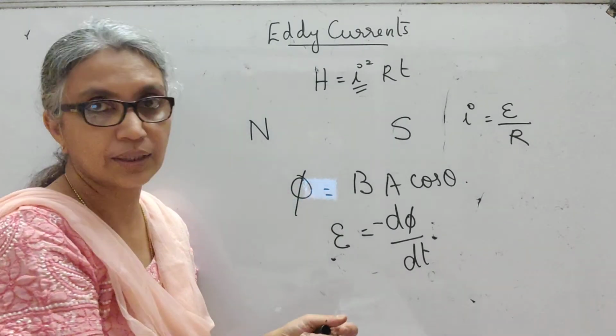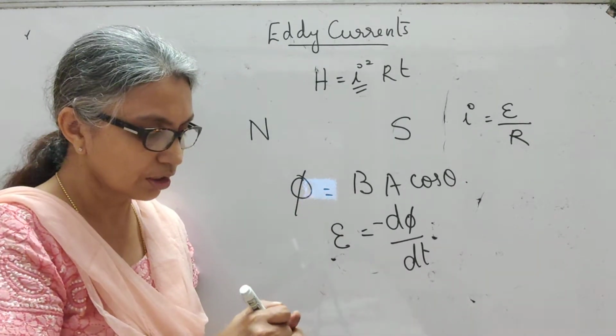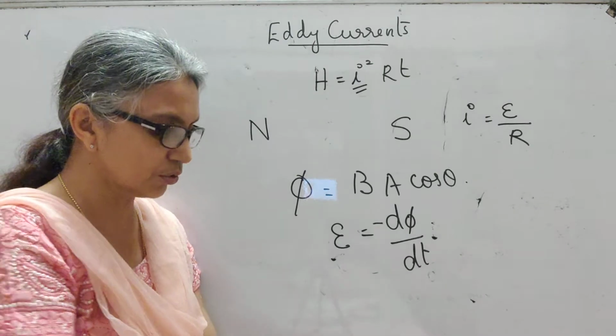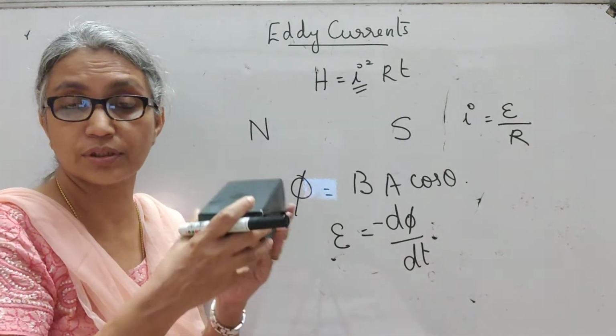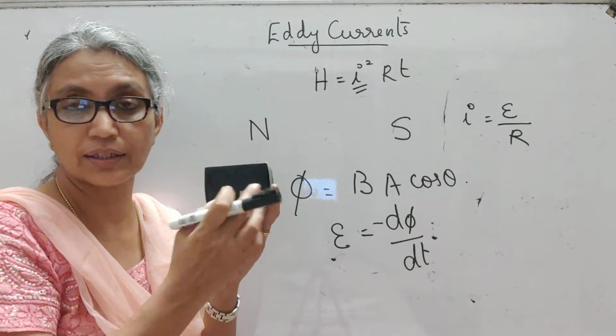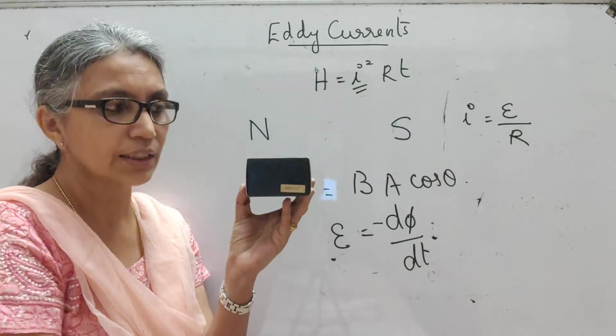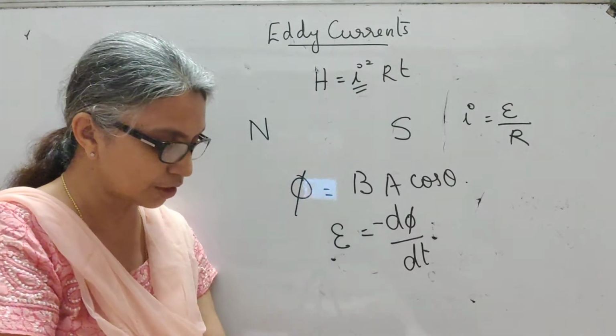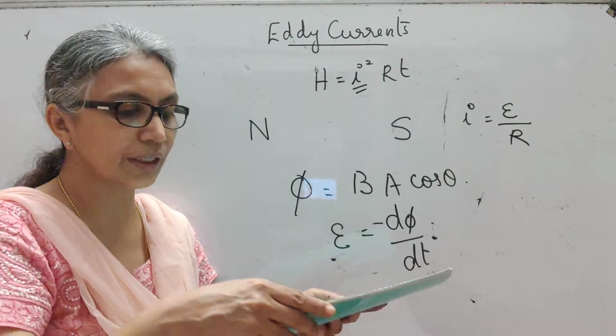So in this case, they become a disadvantage. Now you can remove this induced current, or minimize the induced current, that is the eddy current set up in a bulk piece of metal, simply by laminating it. Lamination means you make it into thin sheets.